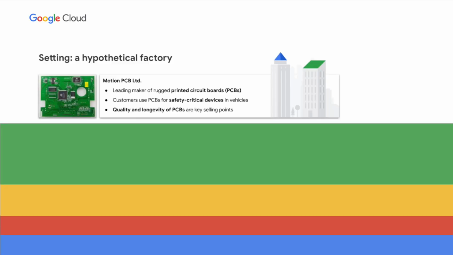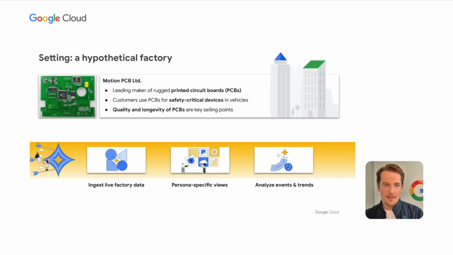The demo scenario is based on a hypothetical company named Motion PCB Limited. This company is a leading manufacturer of rugged, high-reliability printed circuit boards. You can see one of them at the top left. Motion PCB's customers are mostly automotive suppliers, therefore quality, longevity, and overall ruggedness of the PCBs are key selling points for the company.